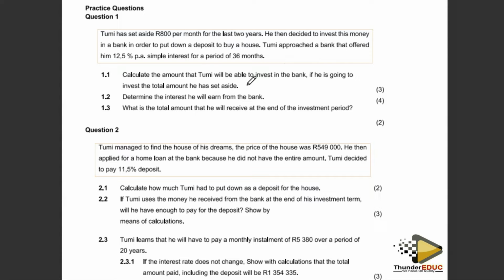All right, so all we need to know is we get the 800 times the 24 months because it's 2 years, and this money was monthly, which becomes 19,200. That's the money he's going to invest.